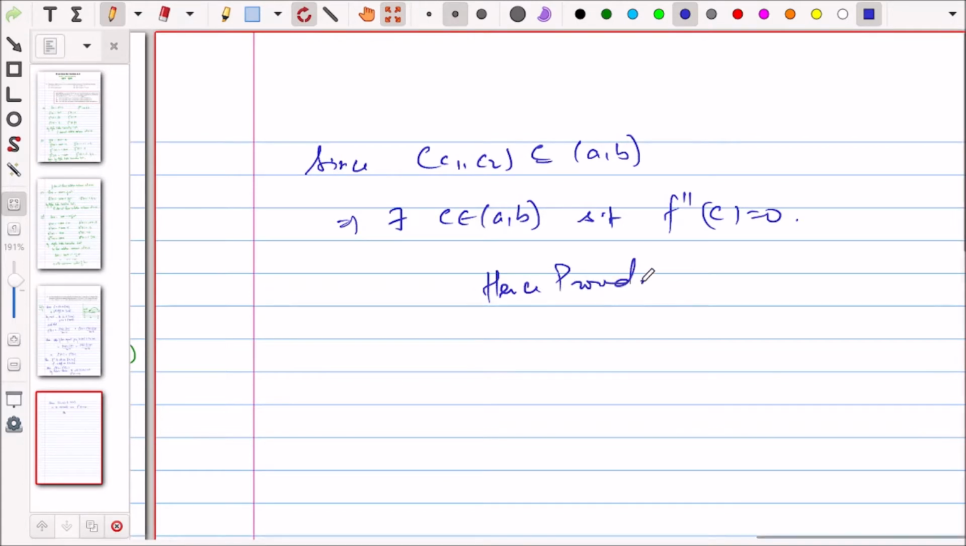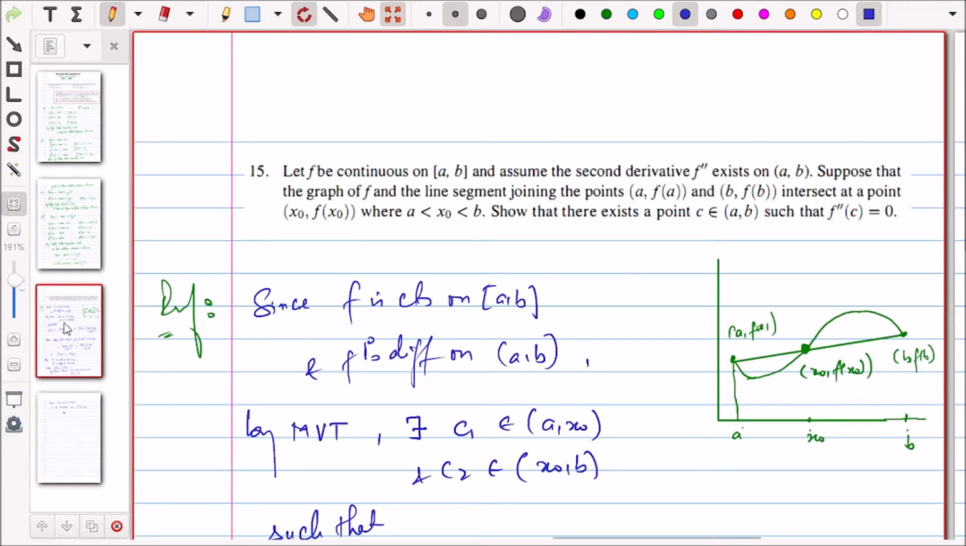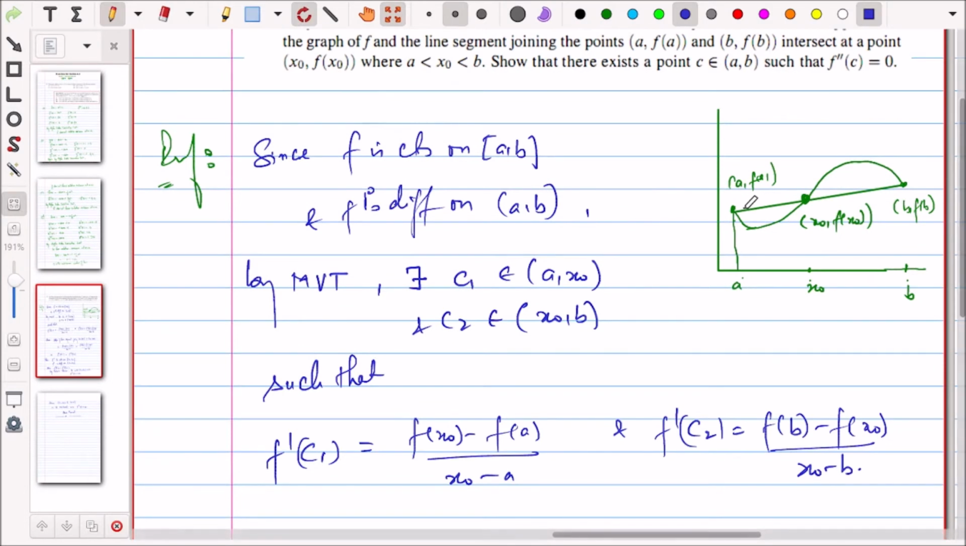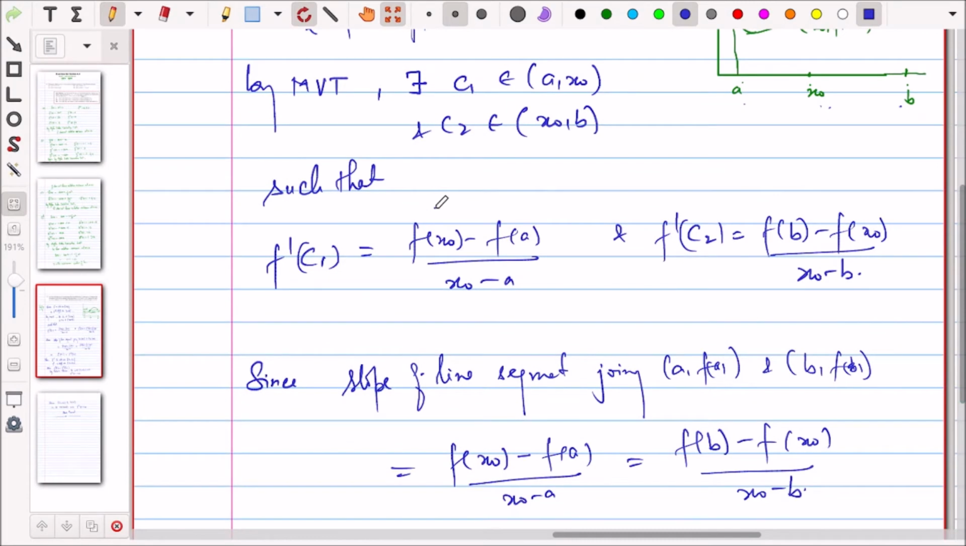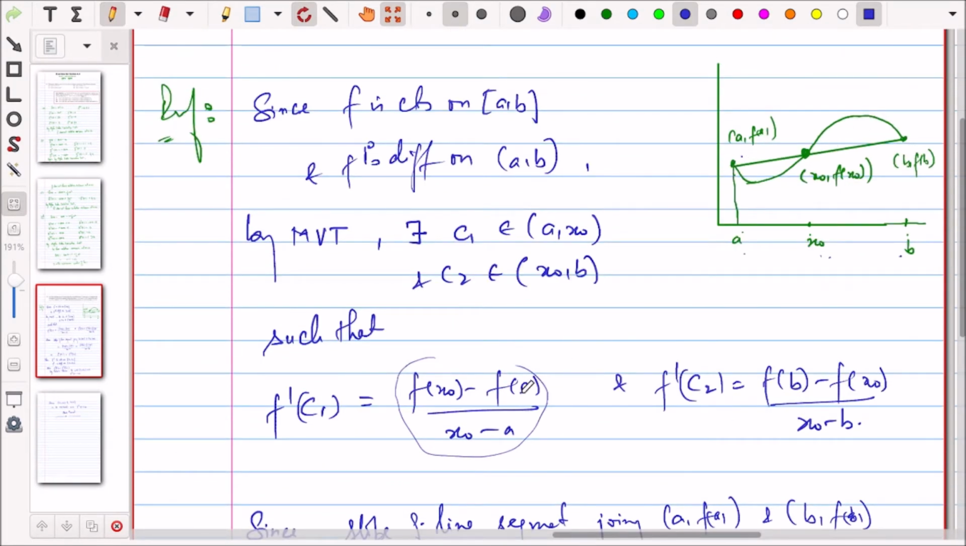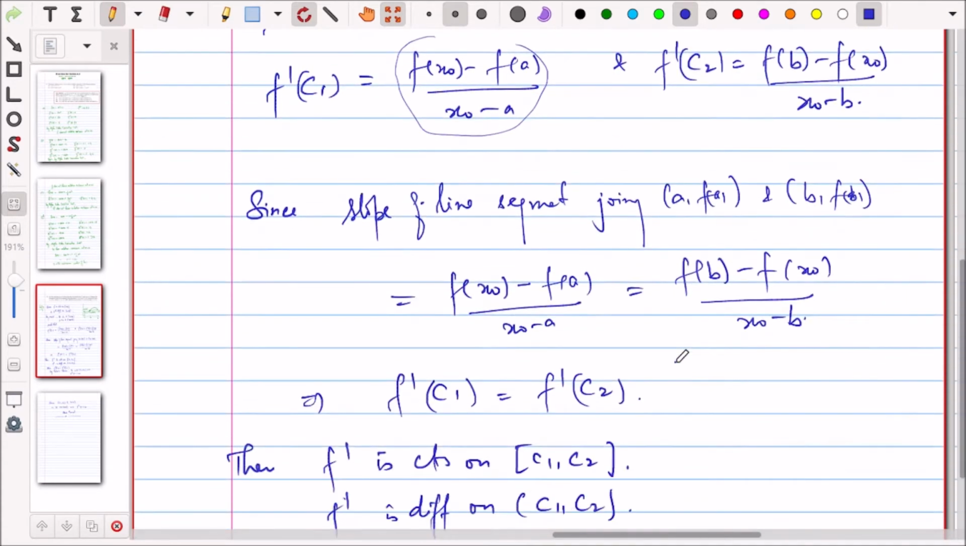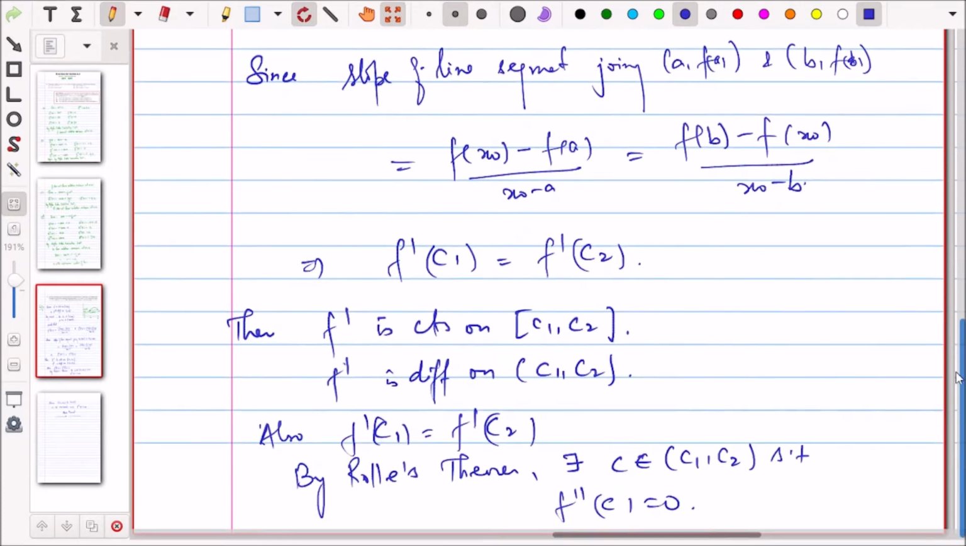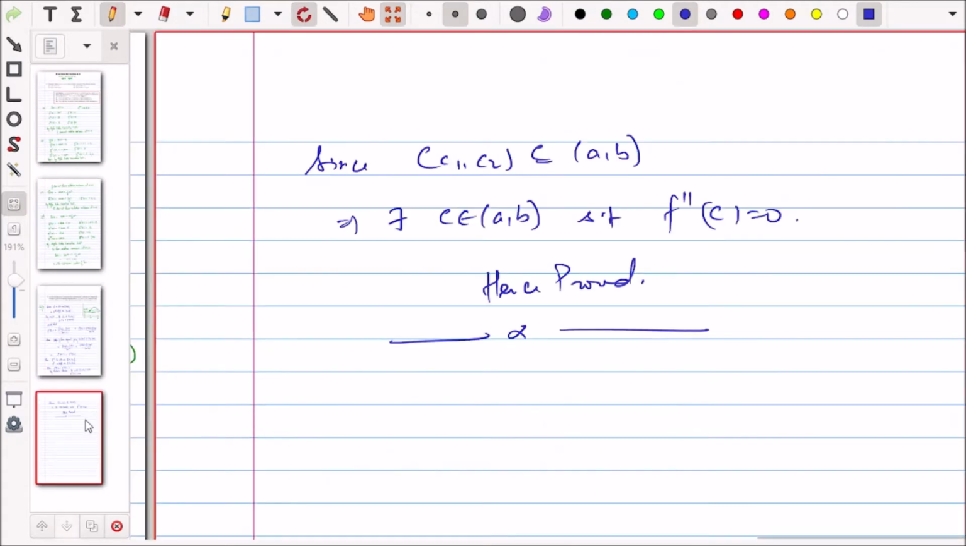Hence proved. So basically what we have done in this question is, first we applied the mean value theorem to f on the intervals a to x0 and x0 to b. We got these two derivatives, and then we observed that both are the slope of this line, and because the line is the same, both the slopes are equal. So this derivative and this derivative are equal. Now we apply Rolle's theorem to the function f dash on the interval c1 to c2 to get our desired result. So this completes question number 15.